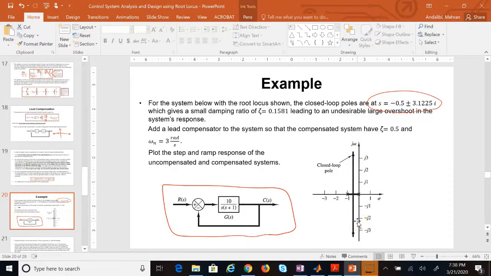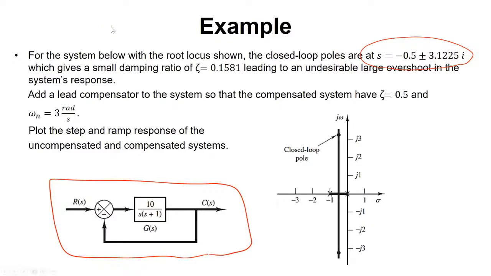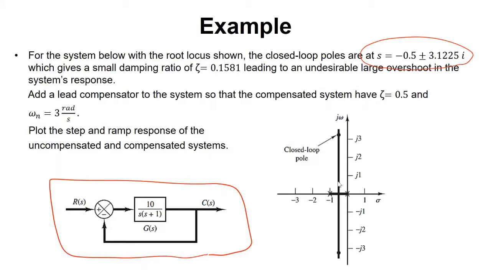Now, is the system capable of giving me such zeta and such omega n if I just change k? So here at these 2 poles, what is the gain? The gain at these 2 initial poles is 0. And as I move along it, k goes to what? To infinity.